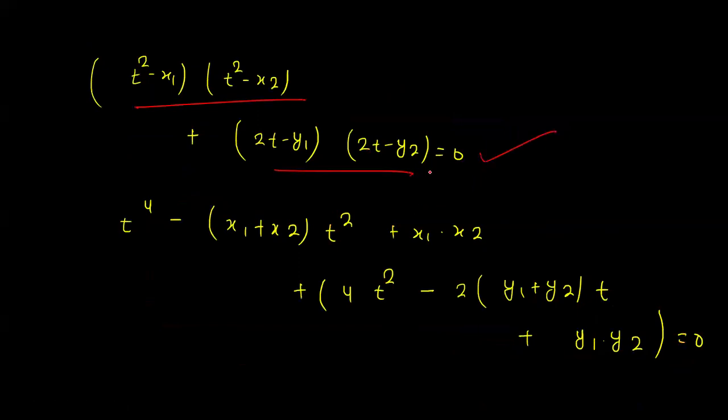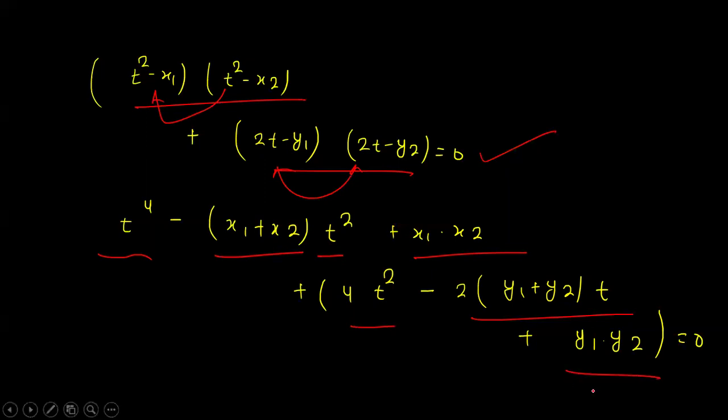So we can expand this. It will become t power 4 minus (x1 plus x2) t square plus x1 x2, and from here it is 4 times t square minus 2 times (y1 plus y2) times t plus y1 y2 is equal to 0. So this is the dot product after doing the expansion.